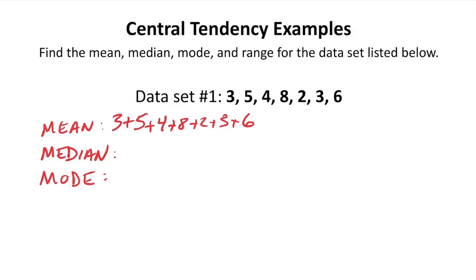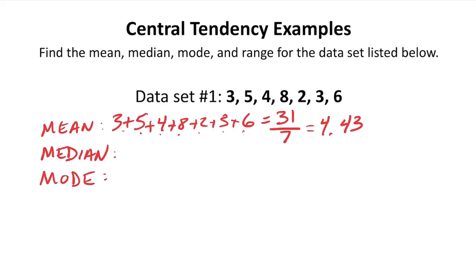I'm doing it on my calculator. Equals 31 divided by 1, 2, 3, 4, 5, 6, 7. 31 over 7, which is 4.42857. It keeps going. I'm going to round to the nearest hundredth, so it's 4.43.